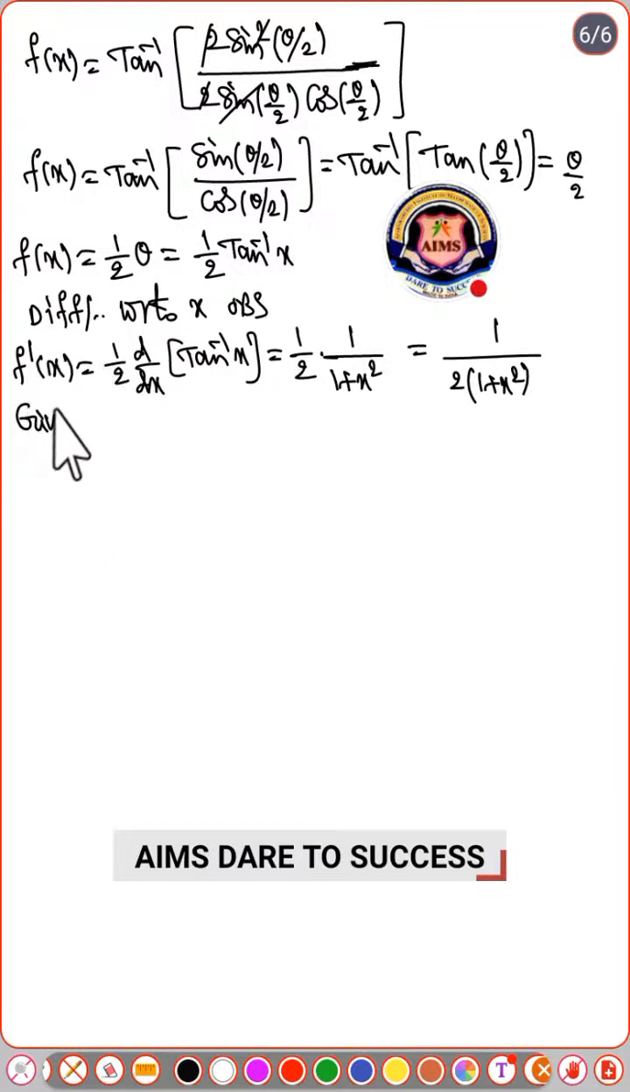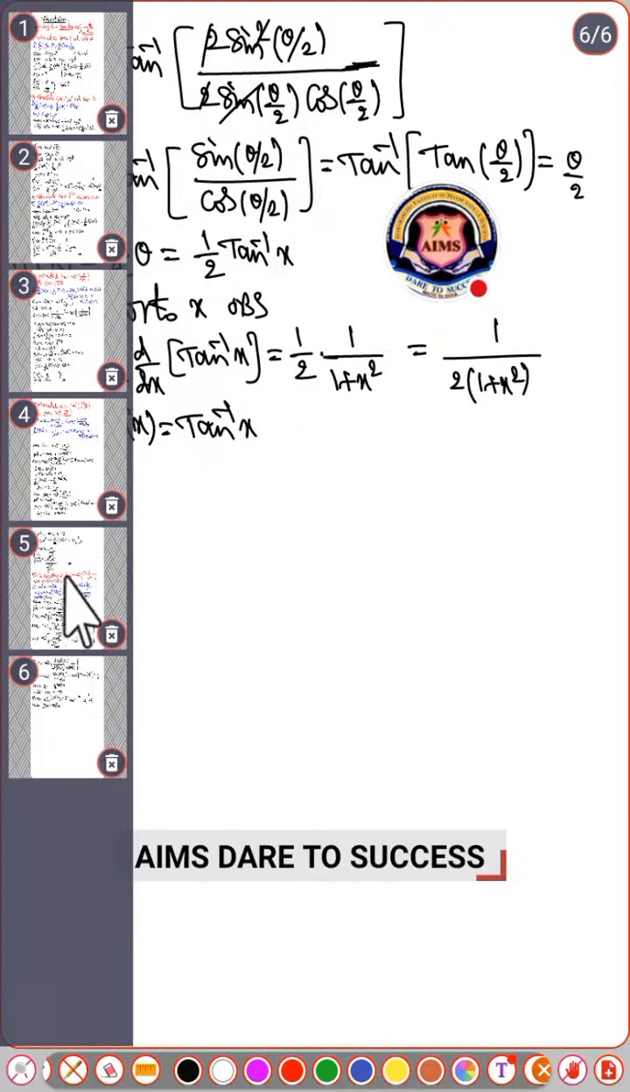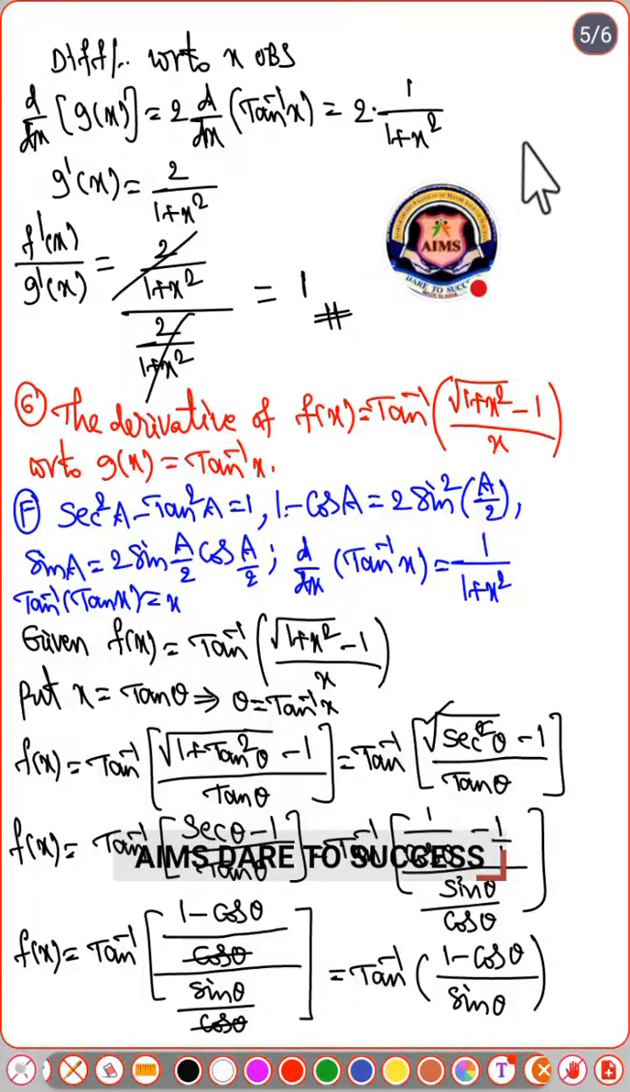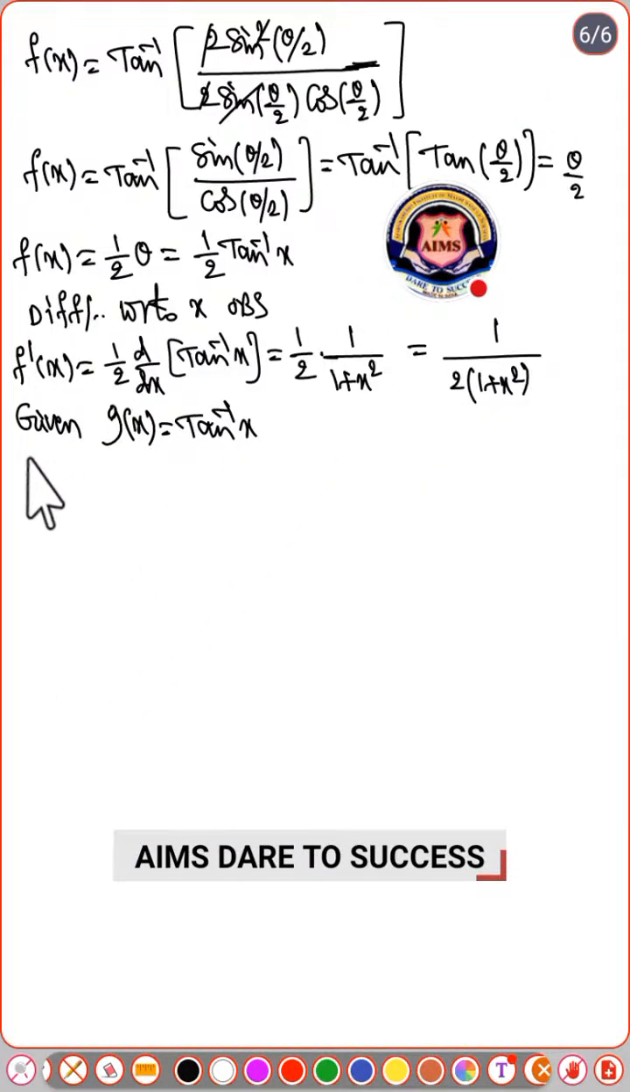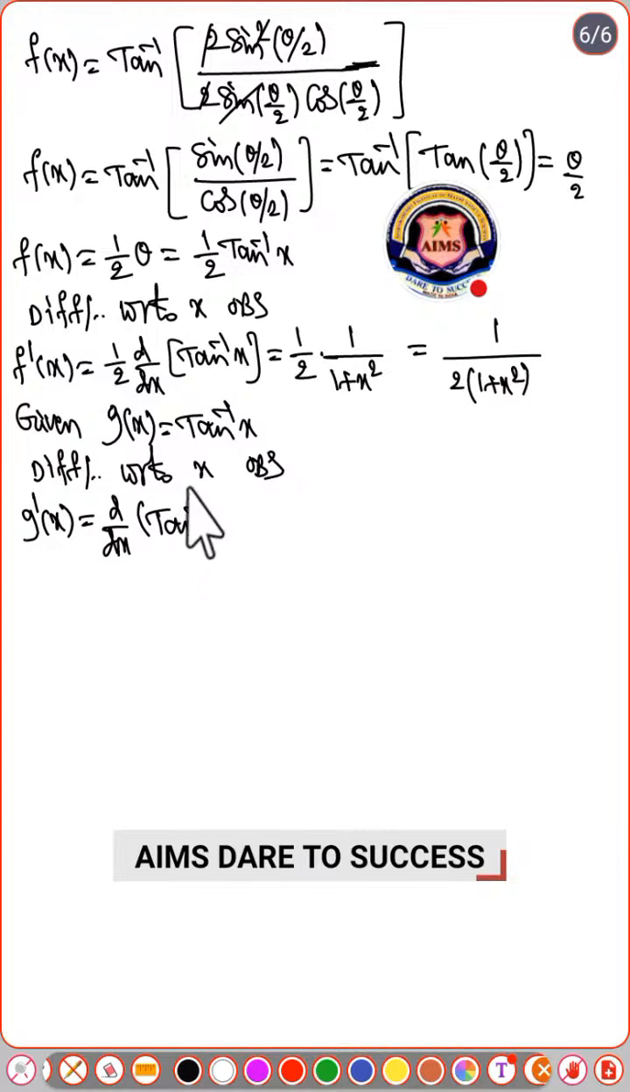Next, another function is given, g of x. The g of x value is given by tan inverse x. So differentiating with respect to x on both sides, we get the derivative of g of x, g dash of x, equal to d by dx of tan inverse x. The d by dx of tan inverse x is 1 by 1 plus x square. So the g dash of x value is completed.